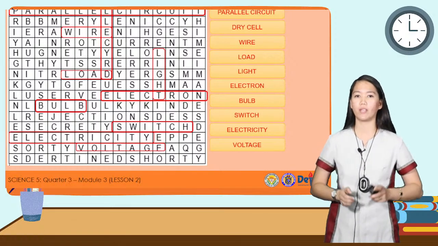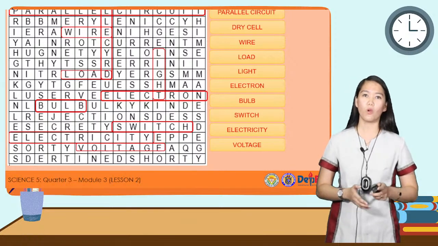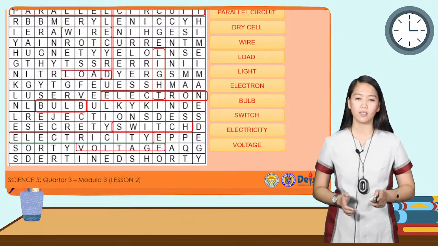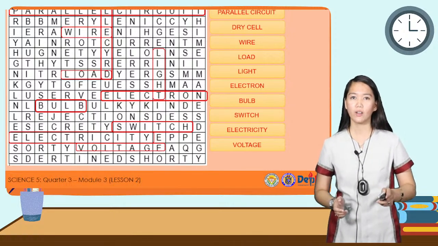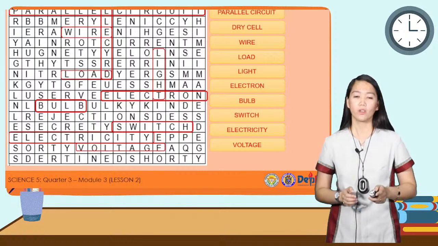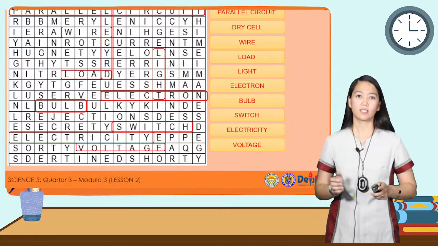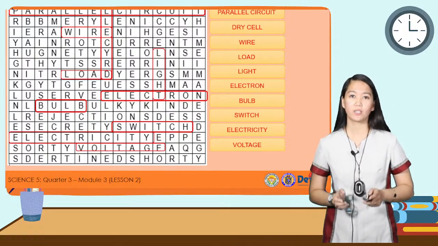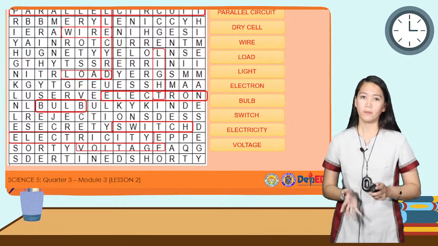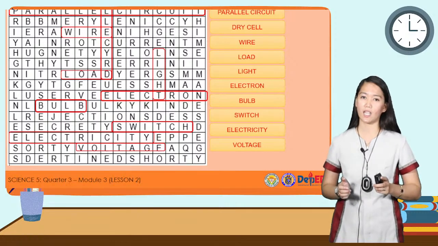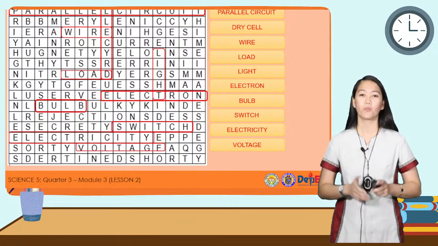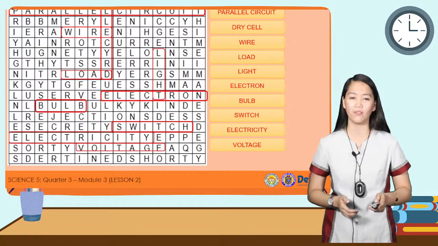Okay, so I will read it again. First one, we have parallel circuit. Next, dry cell. Third, wire. Fourth, load. Fifth, light. Sixth, electron. Seventh, bulb. Eighth word, switch. Ninth word, electricity. And the 10th word is voltage. Okay, very good learners.